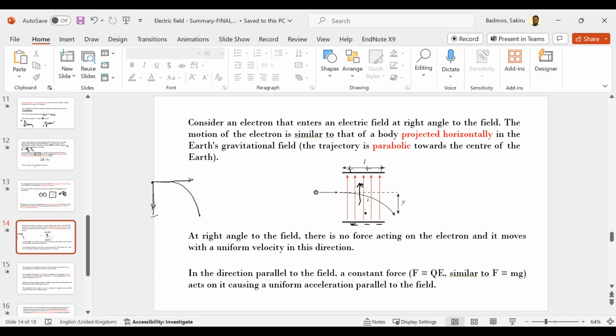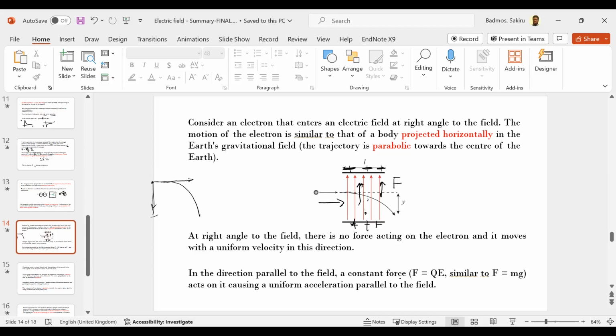Sorry, this should be negative. Positive. So the electron will move towards the positive plate. So it's going to be deflected like that. Okay. So in this direction, it's going to experience a force that is in the direction that is parallel to the field. But in the direction that is perpendicular to the field, it's not going to experience a force.